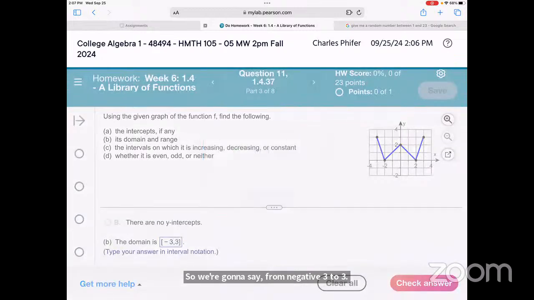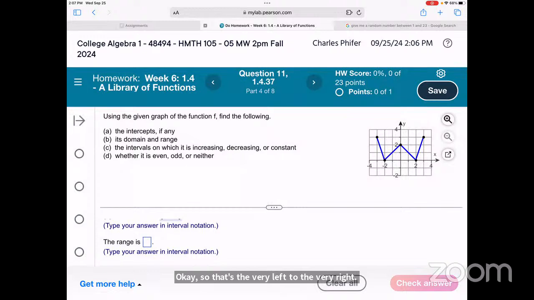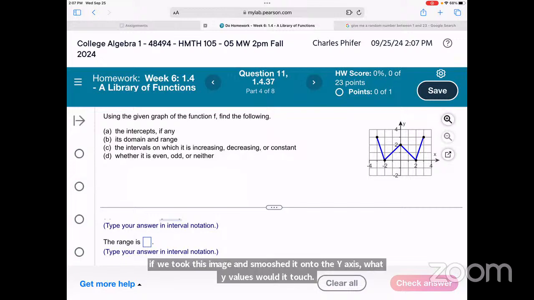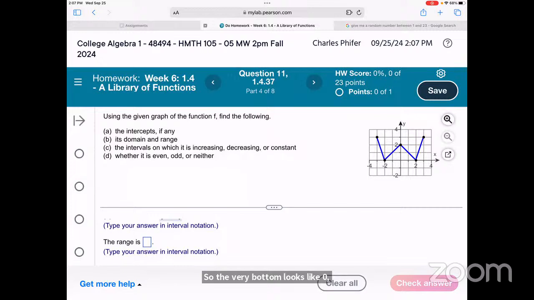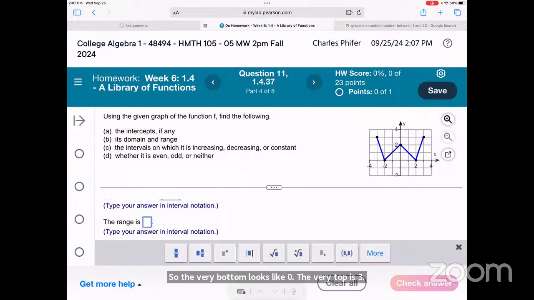The range is going to be the very bottom to the very top. If we took this image and smushed it onto the y-axis, what y values would it touch? The very bottom looks like 0, the very top is 3. And square brackets again because we actually include those endpoints.